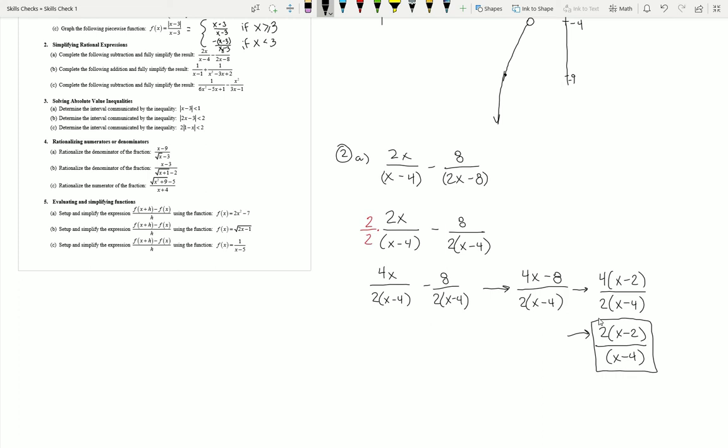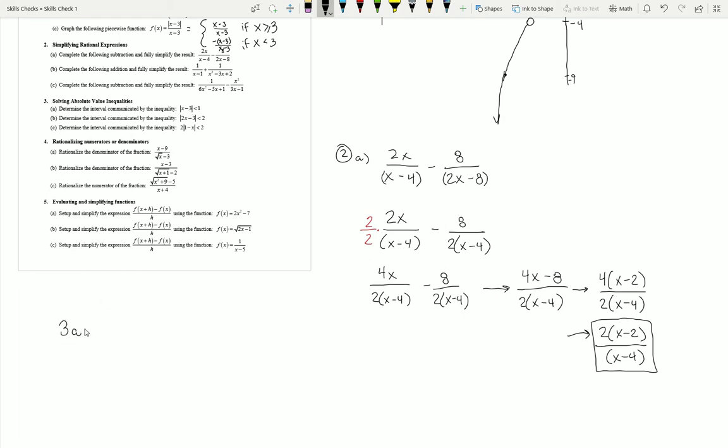Now let's take a look at the third topic of interest. How do I solve absolute value inequalities? And more specifically, how is it that an absolute value inequality is able to determine an interval? Well, let's go ahead and take a look here at something like 3a.